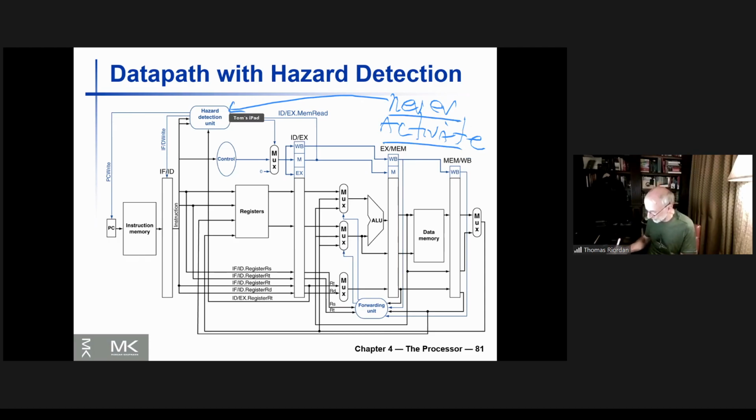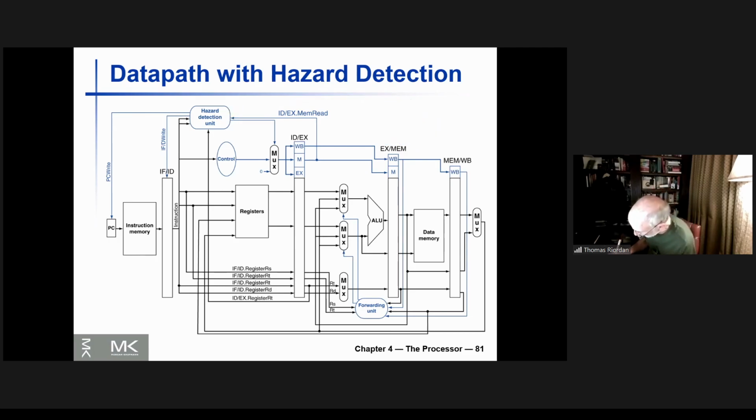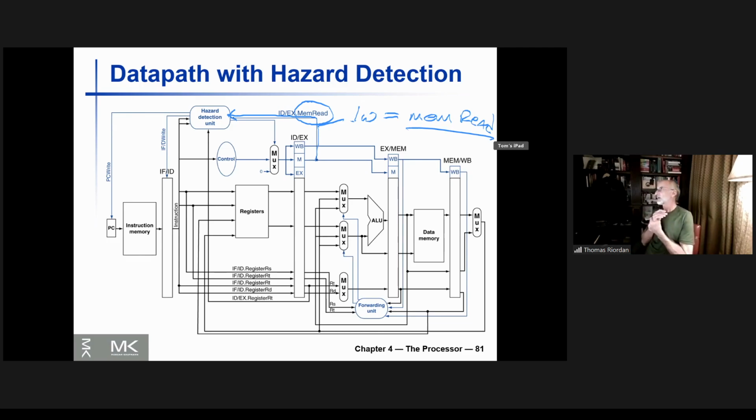And finally, there's one signal going to the box that we didn't talk about. We only want this box to activate if the instruction sitting here is a load. So that's this signal here called memread. So memread is the same as load. Load word equals memread. Okay.